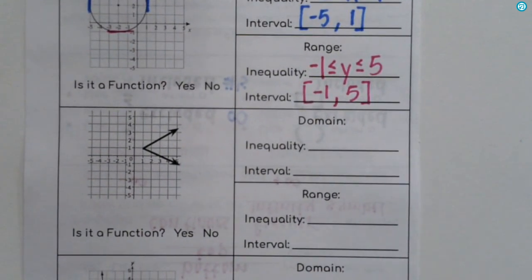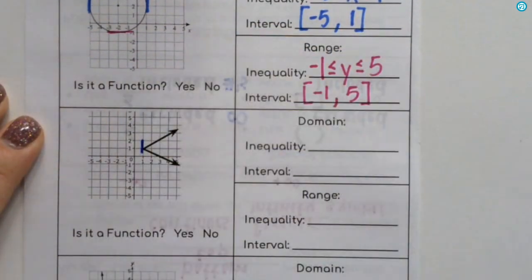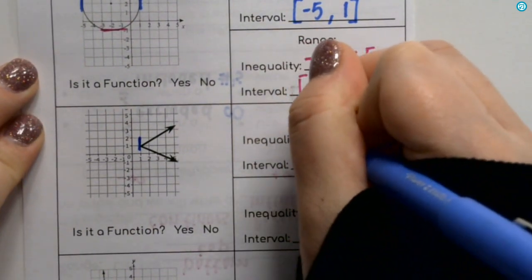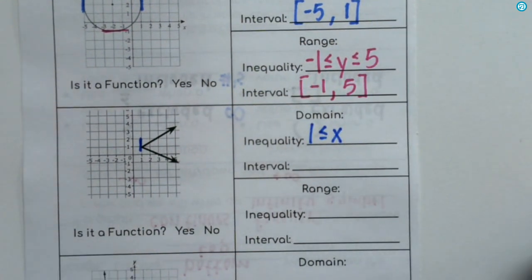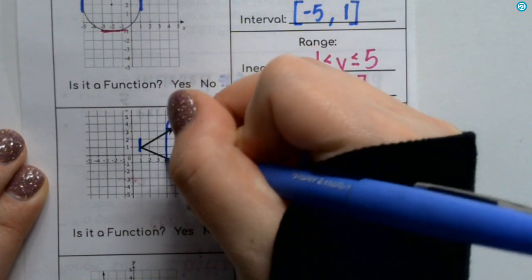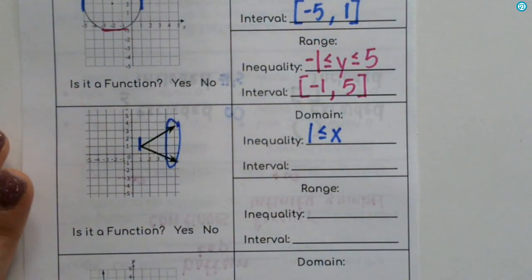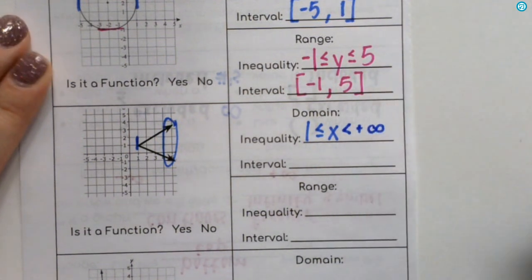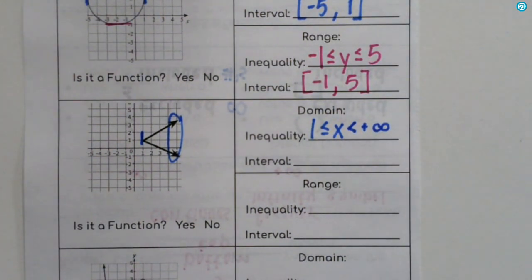So the next one we've got, our domain, we are looking from left to right. So we look at our little graph and we find the furthest left thing. So the furthest left thing is right here. And so that is at 1. So my domain starts at 1. So it's going to be 1 is less than or equal to x. And then the furthest thing to the right on my graph are these arrows. And they're both going out to the right. So that means that my graph continues forever to the right. So I'm going to put is less than positive infinity, because my graph keeps going forever to the right.